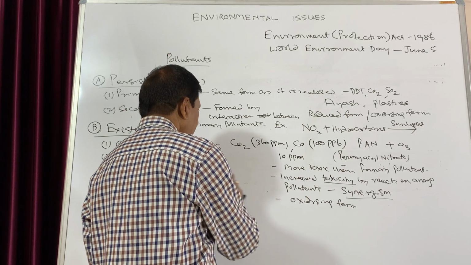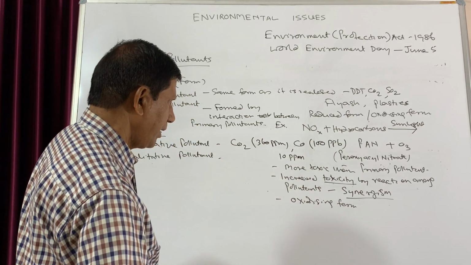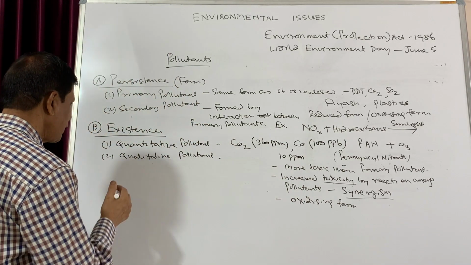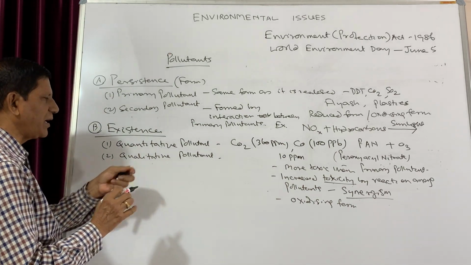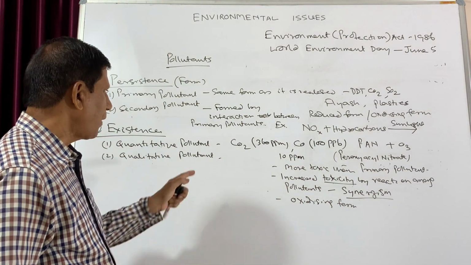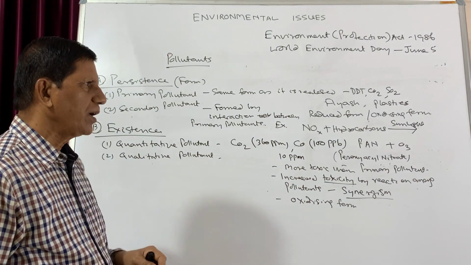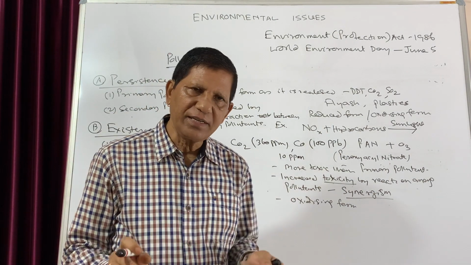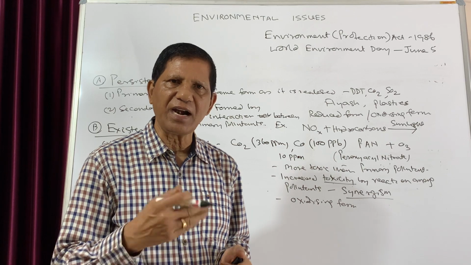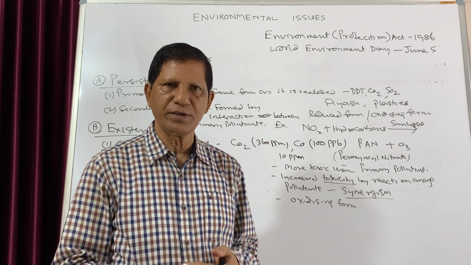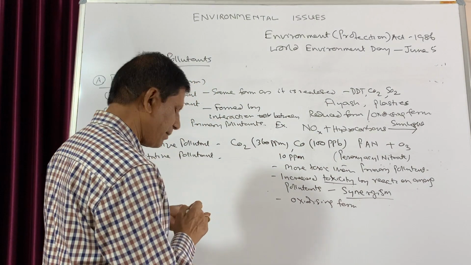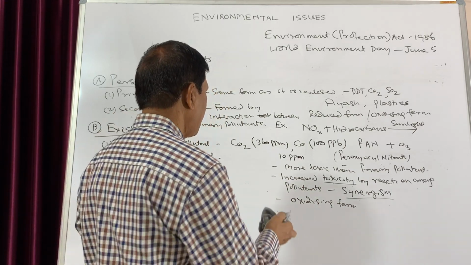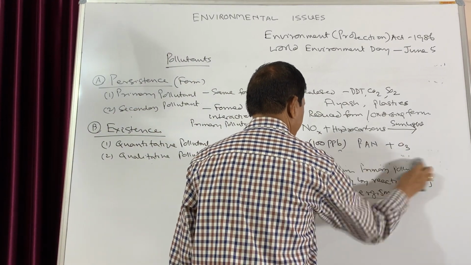Then the second type is qualitative pollutants. Qualitative pollutants are actually not present in the atmosphere, but they are added due to the activities of human beings. Here we can take the example of insecticides and pesticides.